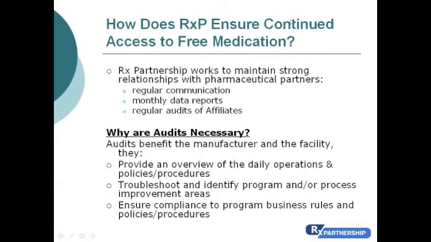So this is where you're only as strong as your weakest link, and we've got to make sure that all of our clinics, all of those eligibility screeners working at all those different clinics, are doing the best job possible and really understand why what they're doing is so important. So audits benefit the manufacturer, but also the facility, because it can provide you with some information about how to make some enhancements. So they're certainly looking at policy and procedures, troubleshooting problems, making sure it's compliant with their business rules.